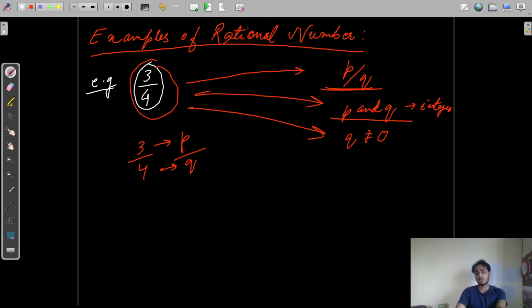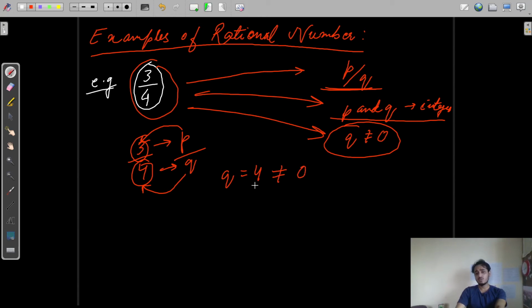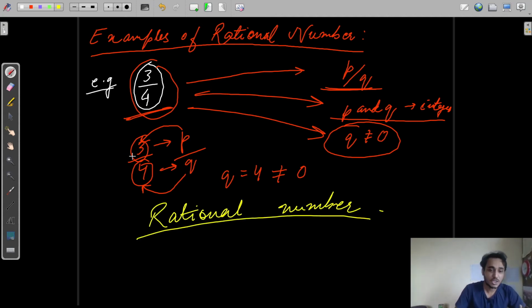What about the second condition? The second condition says that p and q should be integers. Here we have p as 3 and q as 4. Both 3 and 4 are examples of integers, as we already know. The third condition is q must not be equal to 0. Here q is equal to 4, which obviously is not equal to 0. So this number 3 by 4 satisfies all these three conditions, so we can say that 3 by 4 is an example of a rational number.